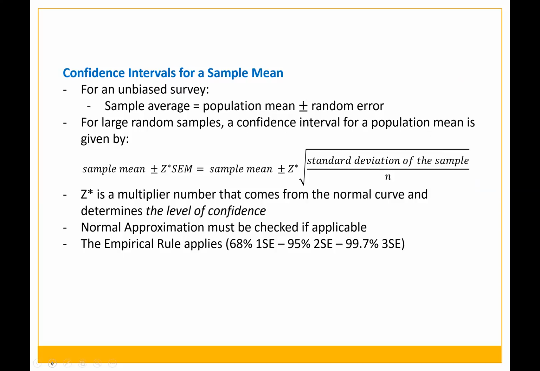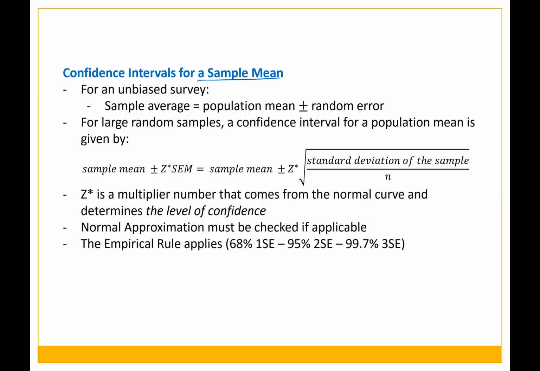We also have the confidence interval for a sample mean. Again, the formula is very similar. The sample average is equal to the population mean plus or minus random error. For large random samples, a confidence interval for the population mean is given by the sample mean plus or minus z star times the standard error. The standard error in this case is found by the standard deviation of the sample divided by the square root of n.